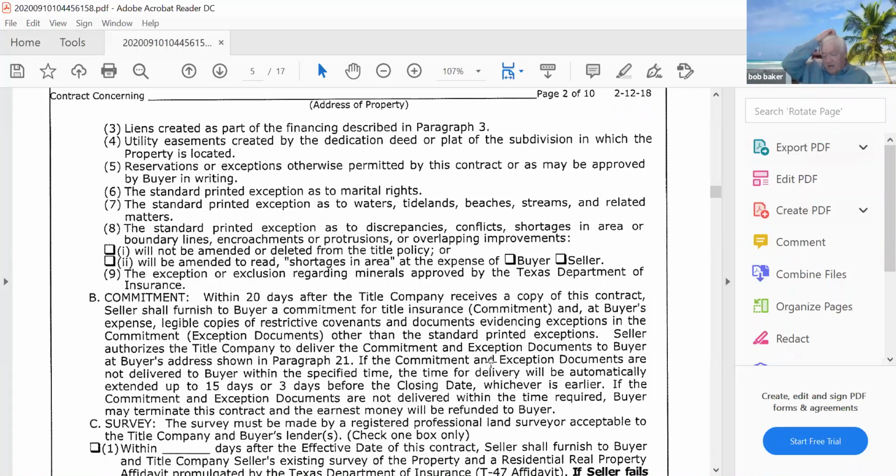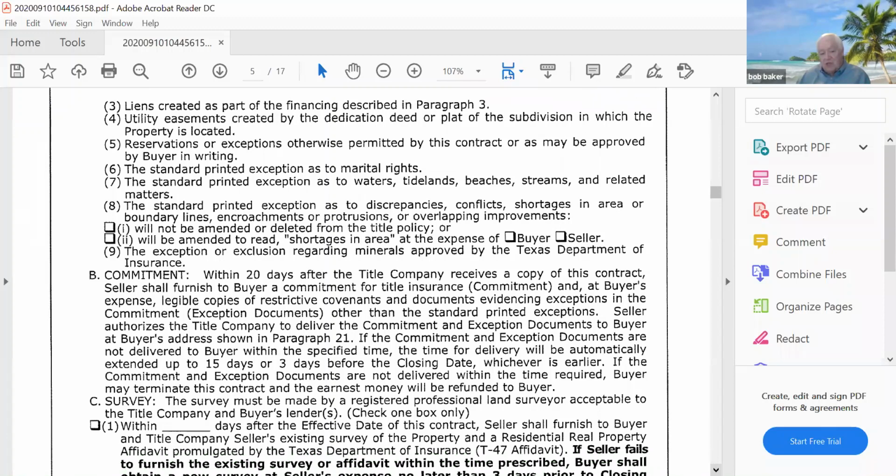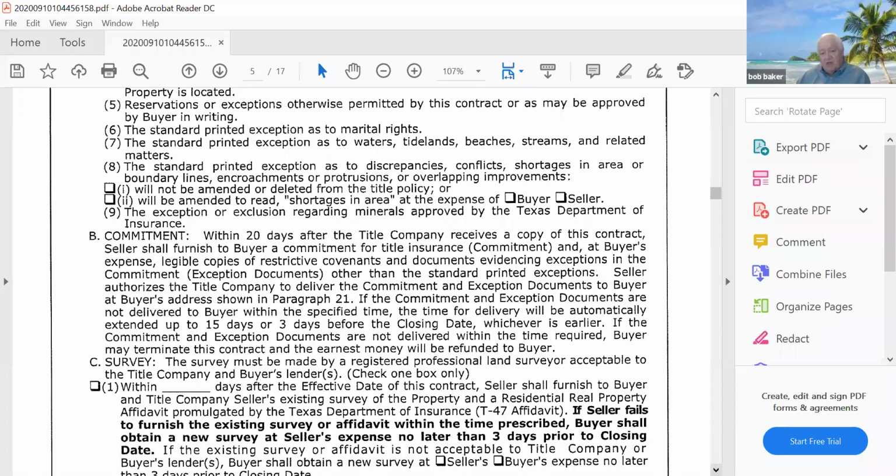Okay, so 3. If a seller is going to provide the new survey, how much time should you give the seller if you represent the buyer? And how much time should you give the seller if you represent the seller? So being a survey issue, it's going to be a paragraph 6C issue on that same page where you just had title commitment.